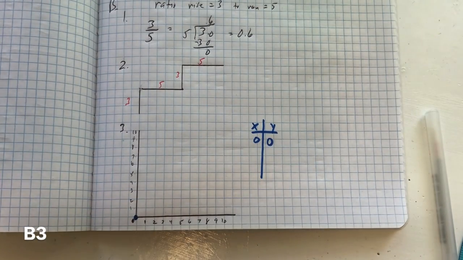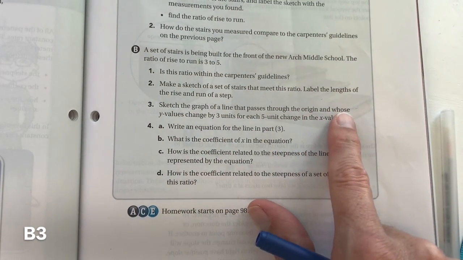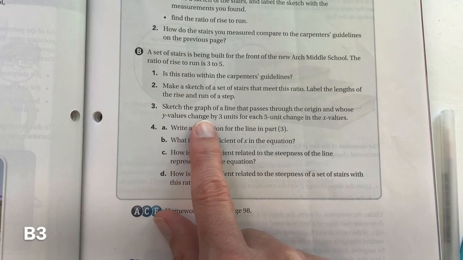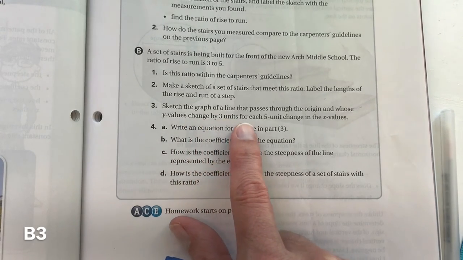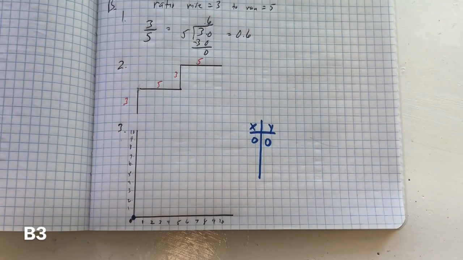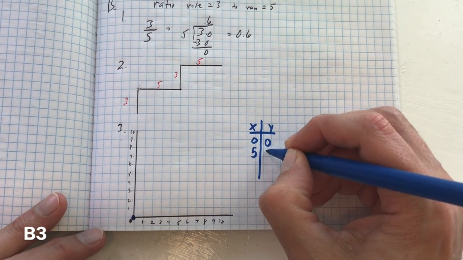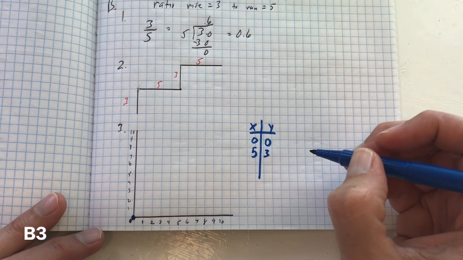Now look at the next thing they asked us to do here. It says there, pass through the origin and whose y values change by 3 units for each 5-unit change in the x values. So what that means is for every 5 here, it's going to change to 3 here.